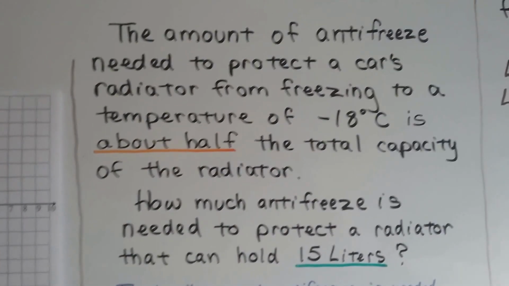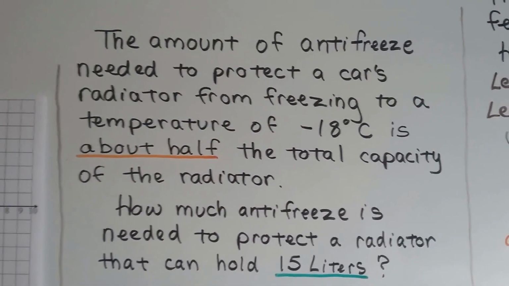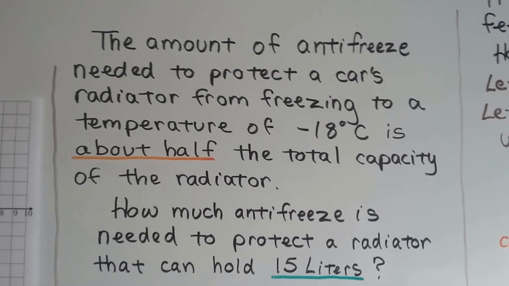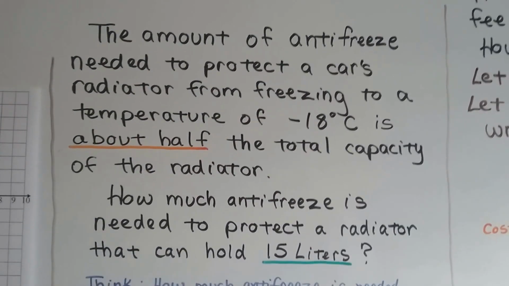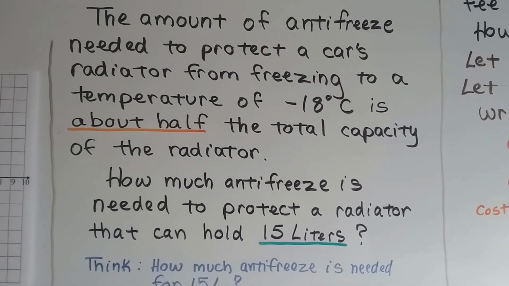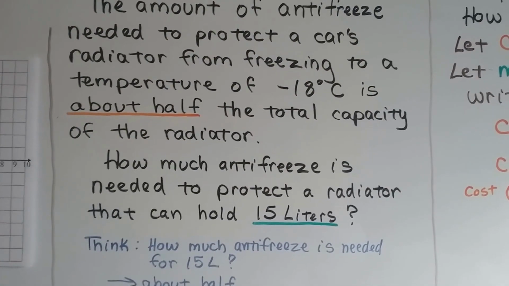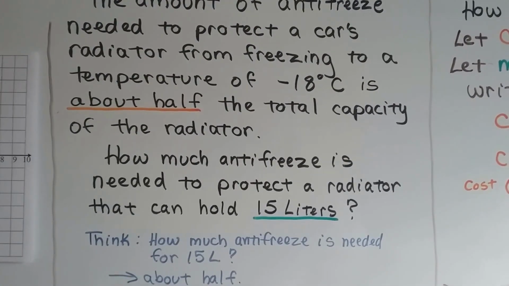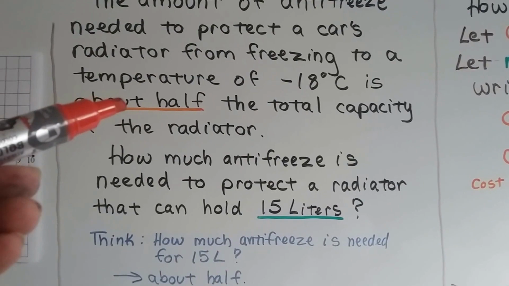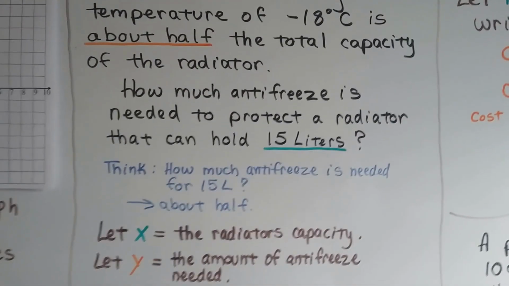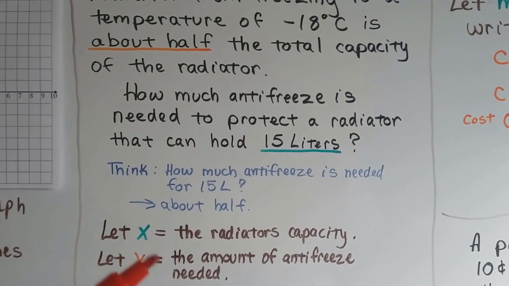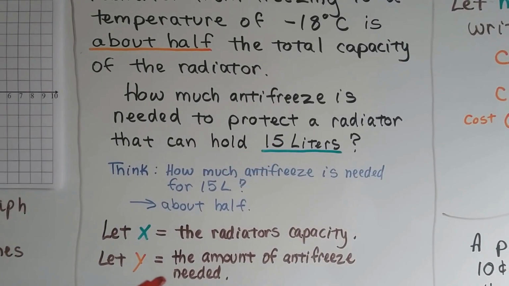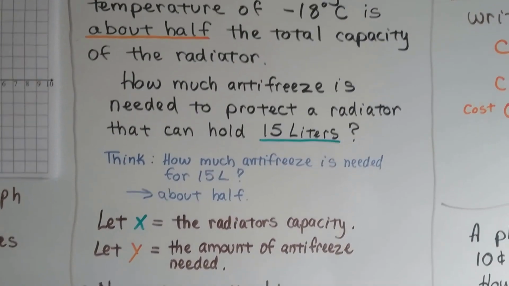The amount of antifreeze needed to protect a car's radiator from freezing to a temperature of negative 18 degrees Celsius is about half the total capacity of the radiator. How much antifreeze is needed to protect a radiator that can hold 15 liters? So we think, how much antifreeze is needed for 15 liters? About half. So we're going to let x equal the radiator's capacity, that's the 15 liters, and y equal the amount of antifreeze needed.